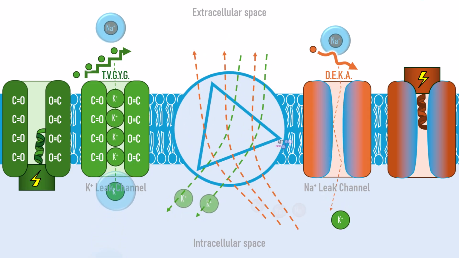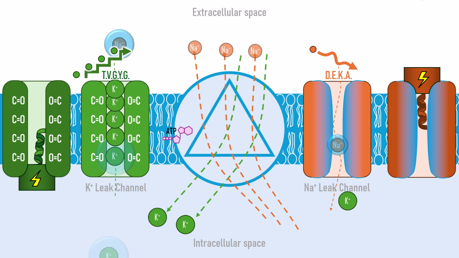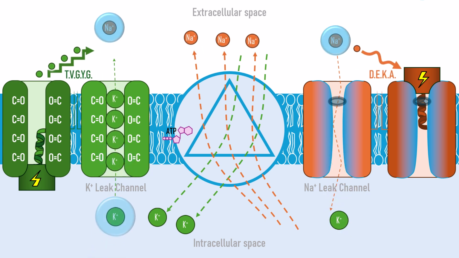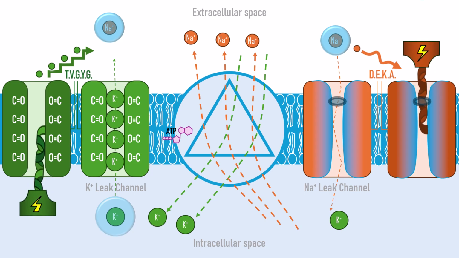Looking at leak channels and voltage-gated channels, what are the similarities and what are the differences? They both use the same selectivity filters, TVGYG and DEKA, but leak channels are always partially open, while voltage-gated are closed at rest and open very rapidly when needed. Purpose-wise, leak channels provide a constant baseline permeability, create or maintain the resting potential, and do not participate in the action potential spike, while voltage-gated channels are responsible for the fast upstroke, sodium ions influx, and repolarization, potassium ions efflux.